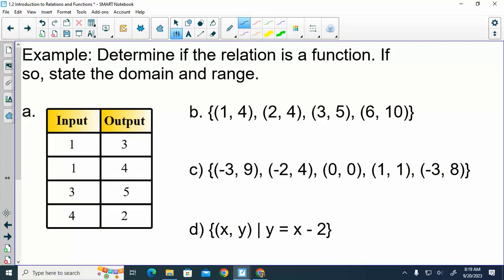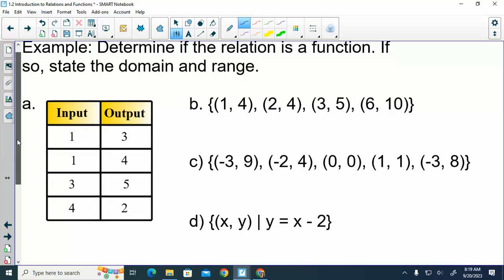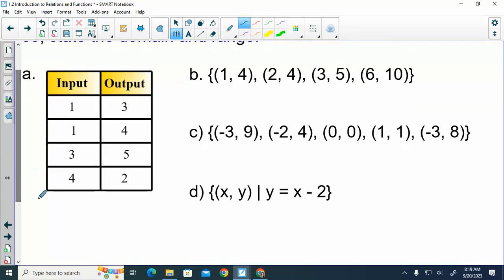So I want to look at each of these, decide if it's a function. Then we'll give the domain and range. Is A a function? No. Why? Because it is 1 twice. One repeats. Is B a function?